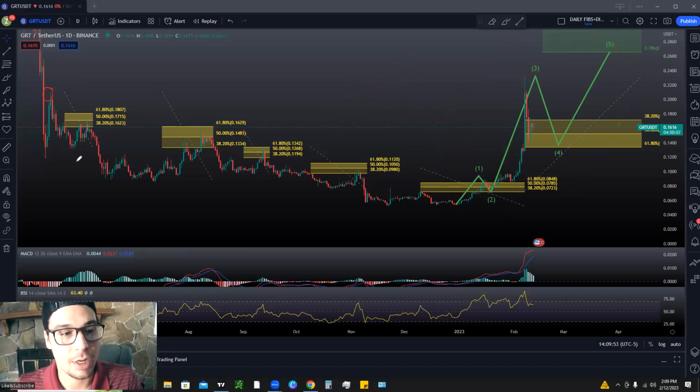So as you can see, we had a swing high, swing low. We moved down, retraced, continued lower, right? And we rejected at our 50% retracement level. Same thing over here, rejecting right around our 50% retracement level. Same thing over here, rejecting our 61.8% retracement level. Same thing over here, rejecting our 50% retracement level.